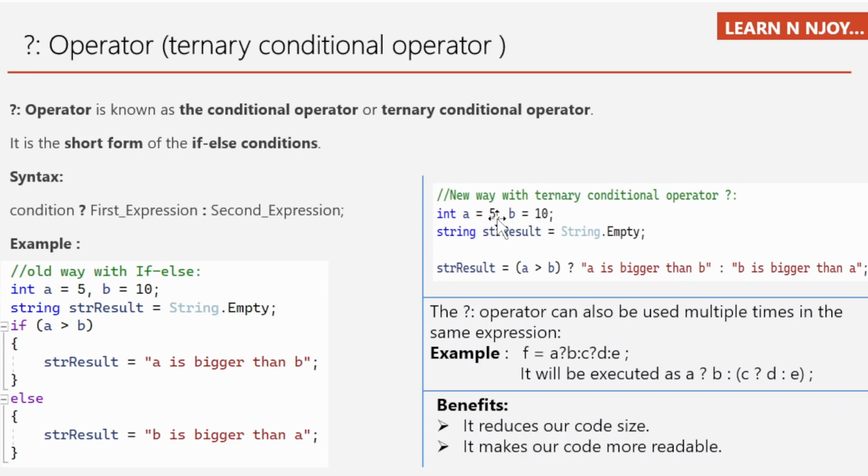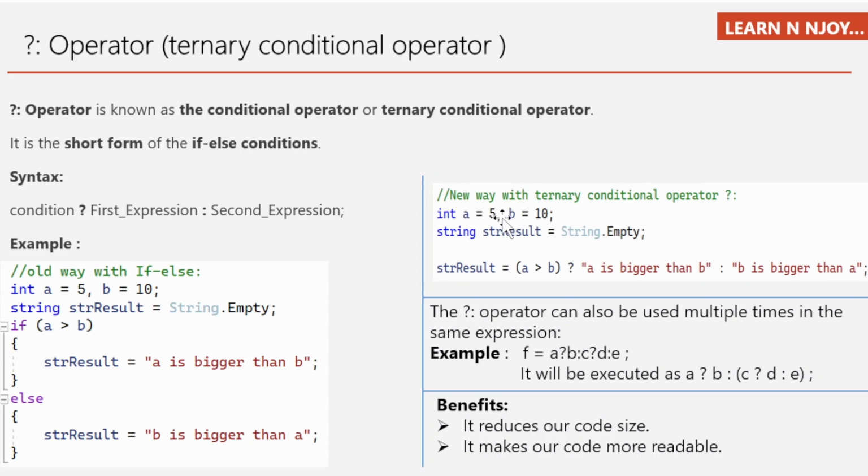int a is equal to 5, b is equal to 10, right? A string str is equal to string.Empty. Here, what we are going to write, we are just going to give the condition first, a greater than b, then question mark, then the first expression. The first expression is nothing but a statement, "a is bigger than b", right? Then colon, "b is bigger than a". Okay, so if this condition returns the true value, then "a is bigger than b" will be printed. Otherwise, "b is bigger than a" will be printed.